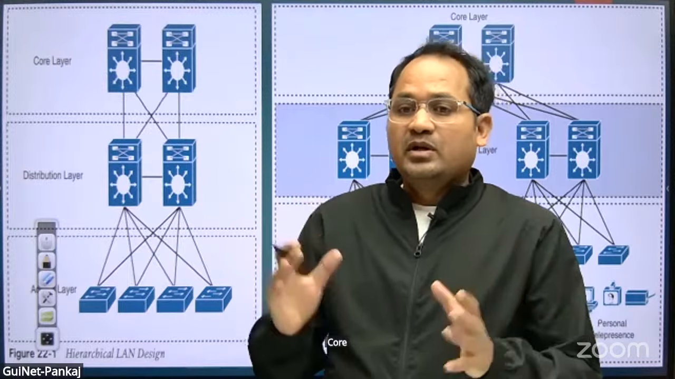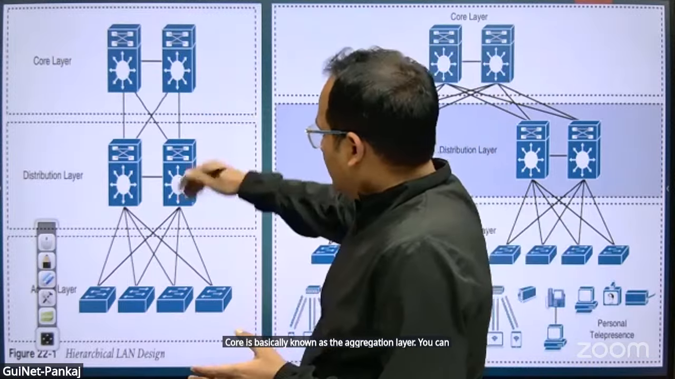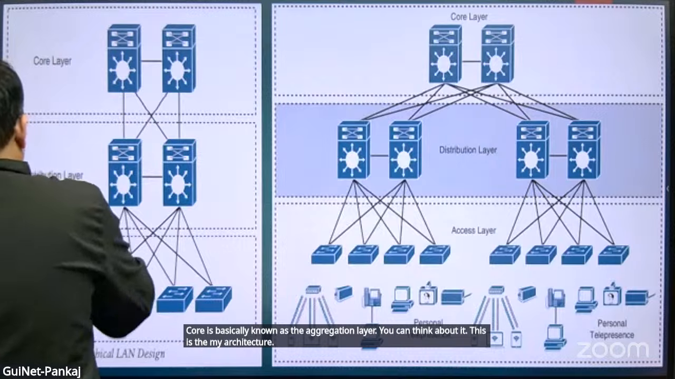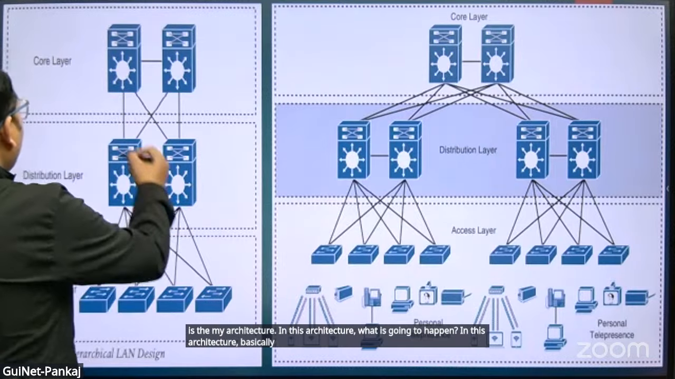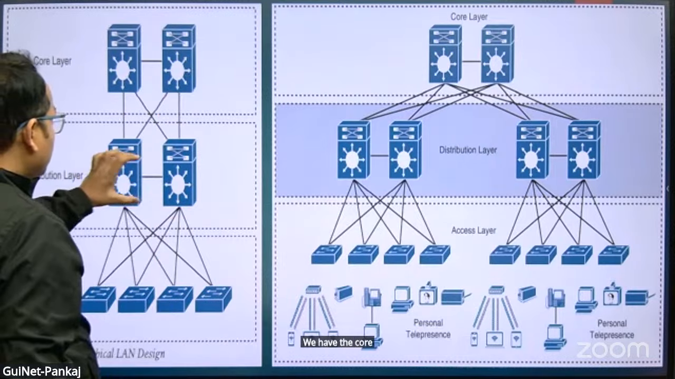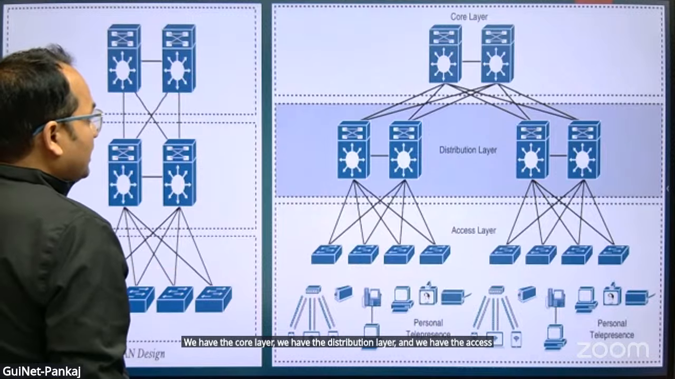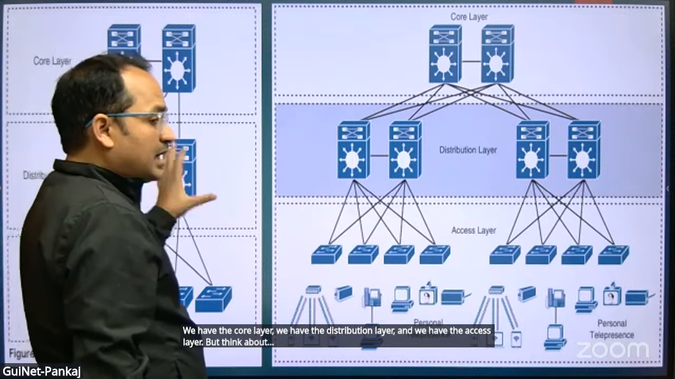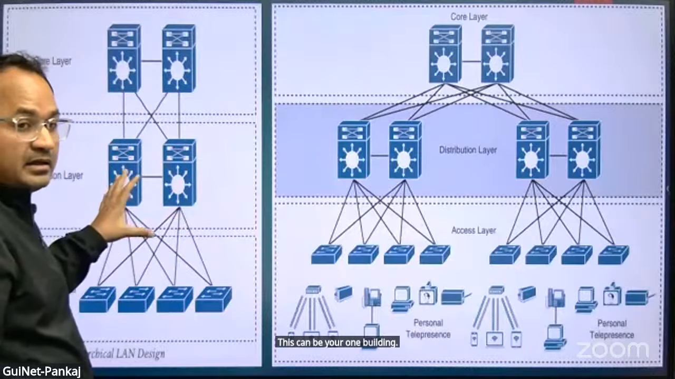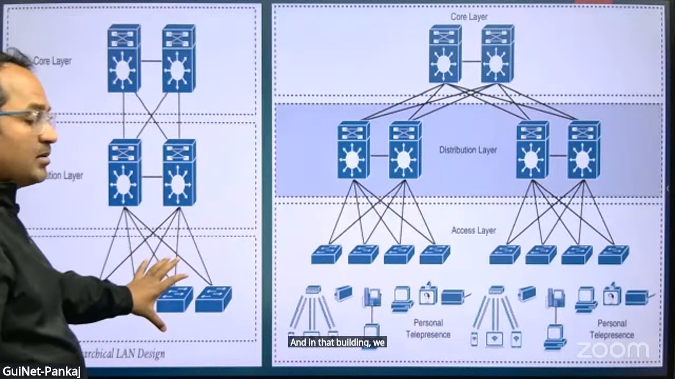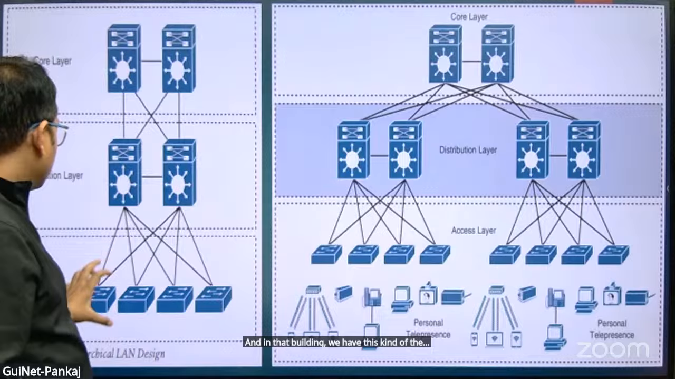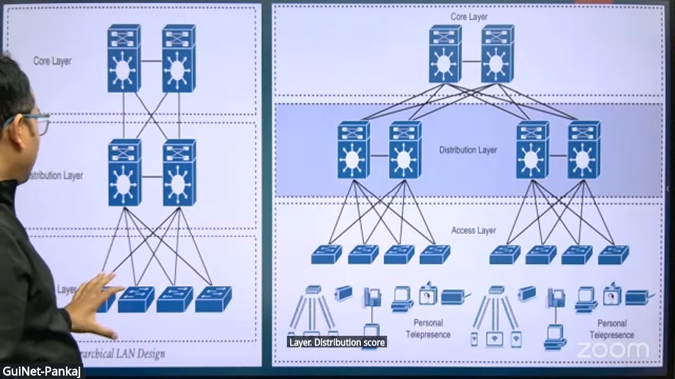Core is basically known as the aggregation layer. You can think of this as my architecture. In this architecture, we have the core layer, the distribution layer, and the access layer. But think about this as one building, and in that building we have this kind of layers: distribution, core, and maybe the access layer.